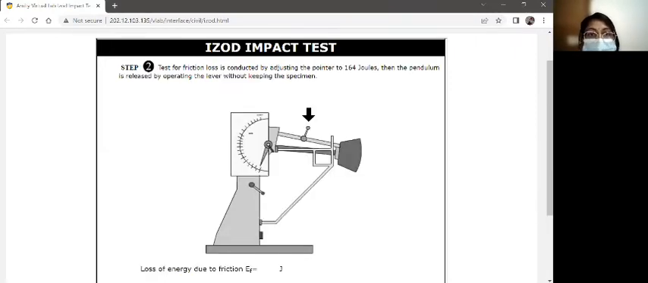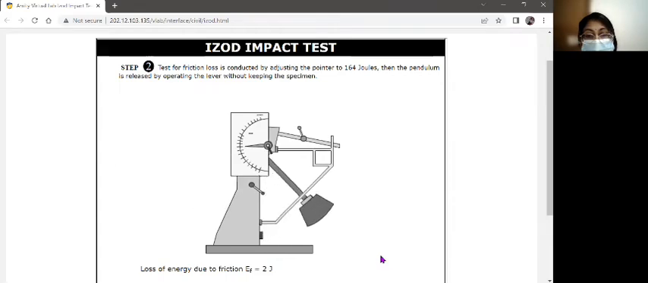Step 2. The test for friction loss is conducted by adjusting the pointer to 164 joules. Then the pendulum is released by operating the lever without keeping the specimen. The loss of energy due to friction, EF, equals 2 joules.